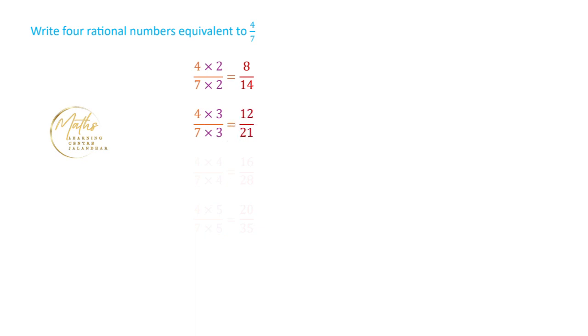Next, if we multiply and divide the numerator and denominator by 3, we obtain 12 by 21. If we multiply and divide by 4, we obtain 16 by 28. If we multiply and divide by 5, we obtain 20 by 35. So all these numbers, 8 by 14, 12 by 21, 16 by 28, 20 by 35, are equivalent to the rational number 4 by 7.